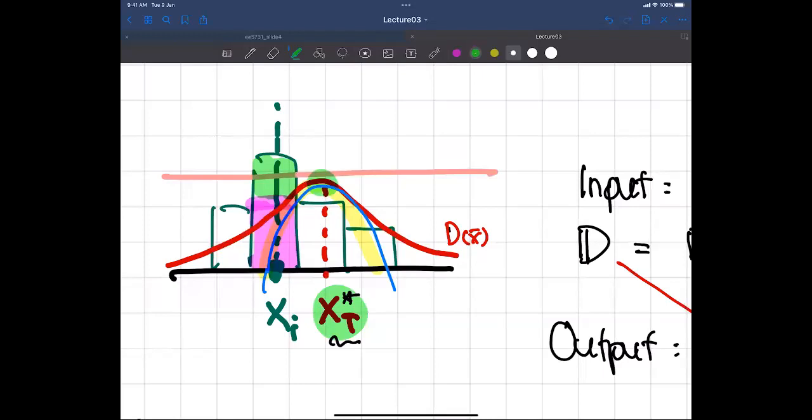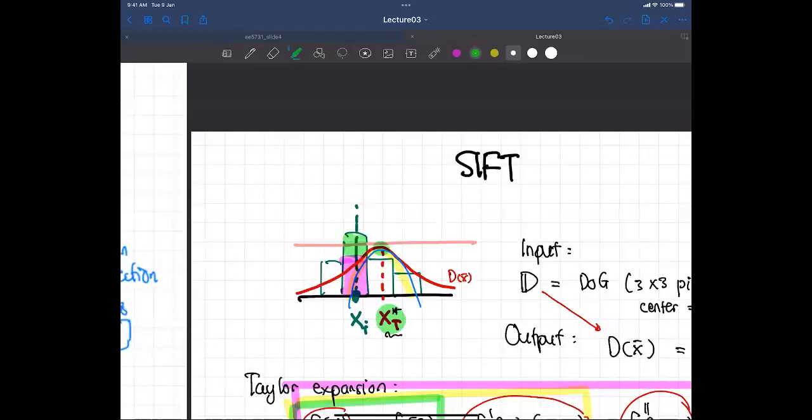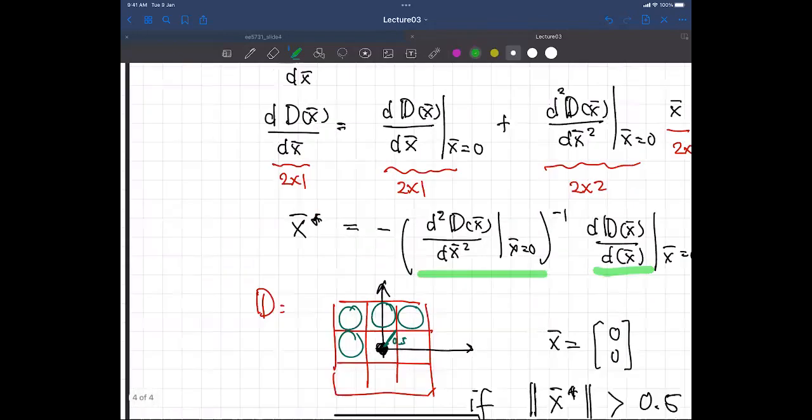Is there also a threshold on both sides, like on the minima side also? Oh yeah, you have to take the absolute value. That's why I put the absolute value here.